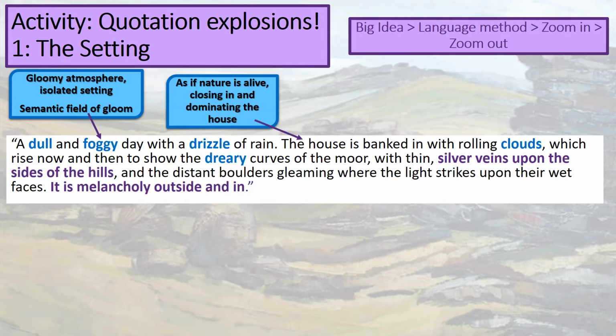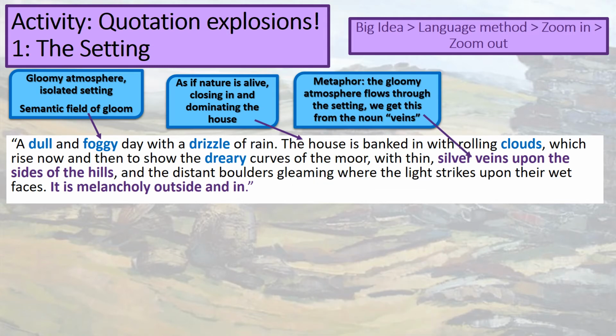And then as I went on, I started to think about this idea of the house being banked in by the weather, the clouds and the rain and the fog. And it really gives us that sense that nature's alive. It's closing in on the house and dominating it. And that particularly comes through, doesn't it, with the metaphor of the silver veins on the sides of the hills being used to describe the fog and the mist. And that really adds to the gloomy atmosphere. It's almost like the gloomy atmosphere is flowing through the setting. And we really get that, don't we, from the noun veins, this sense that it's flowing through the setting.